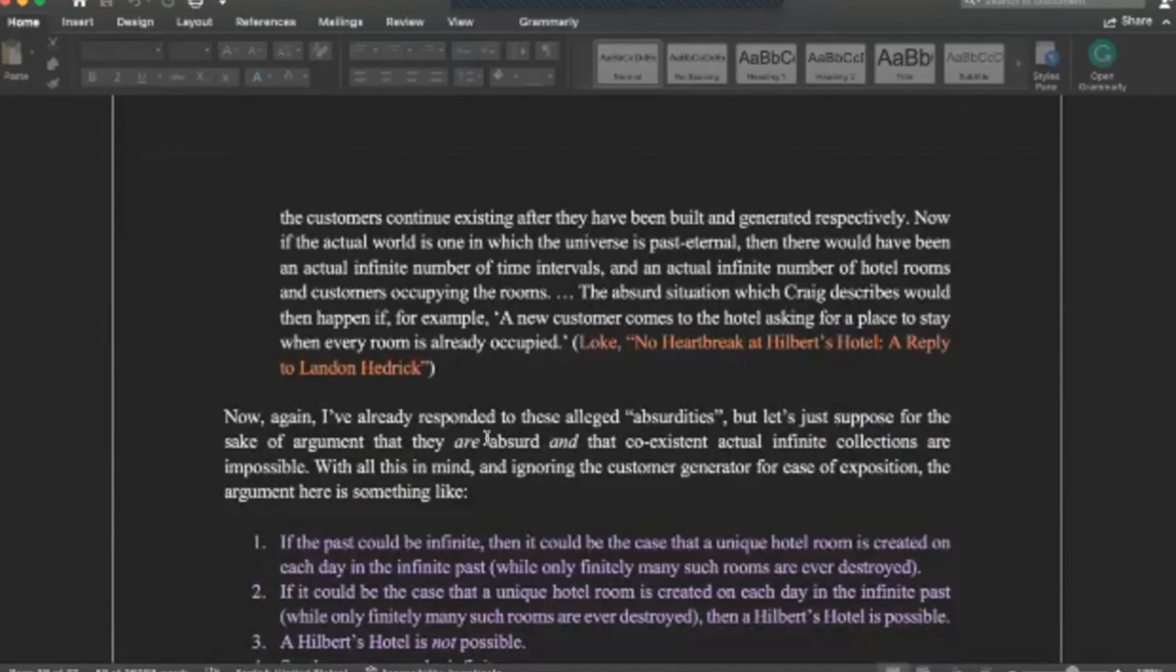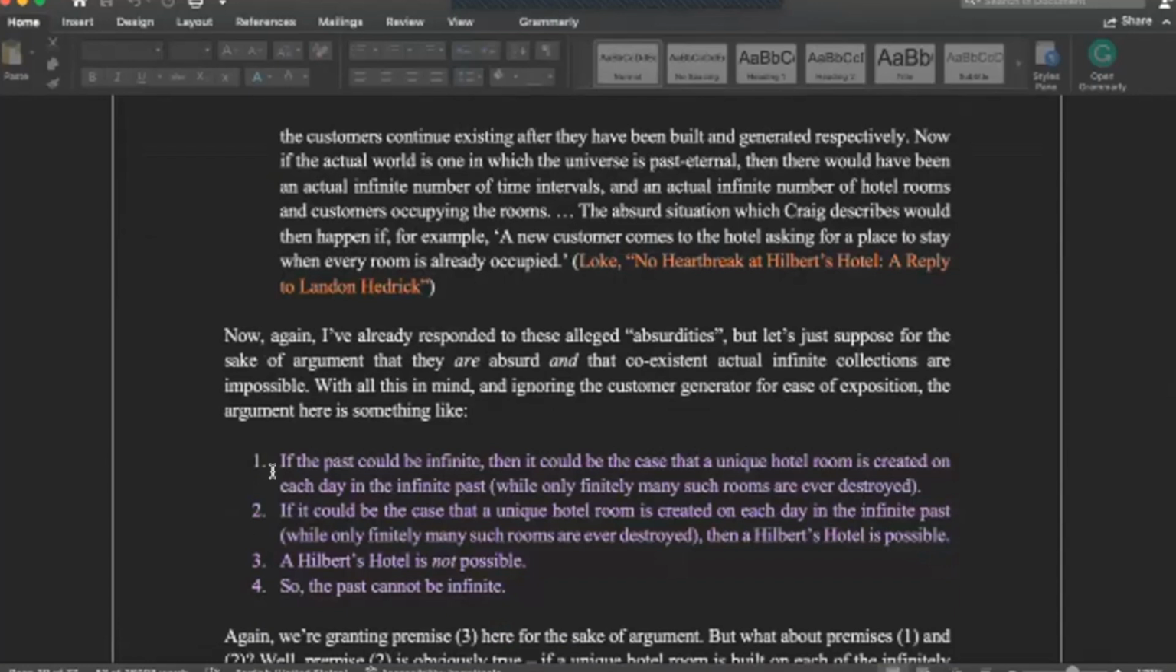Now, again, I've already responded to these alleged absurdities, but let's just suppose for the sake of argument that they are absurd, and that coexistent actual infinite collections are all impossible. With all this in mind, and ignoring the customer generator for ease of exposition, the argument here that Loke and Al-Ghazali are offering is something like the following. 1. If the past could be infinite, then it could be the case that a unique hotel room is created on each day of the infinite past, while only finitely many such rooms are ever destroyed.